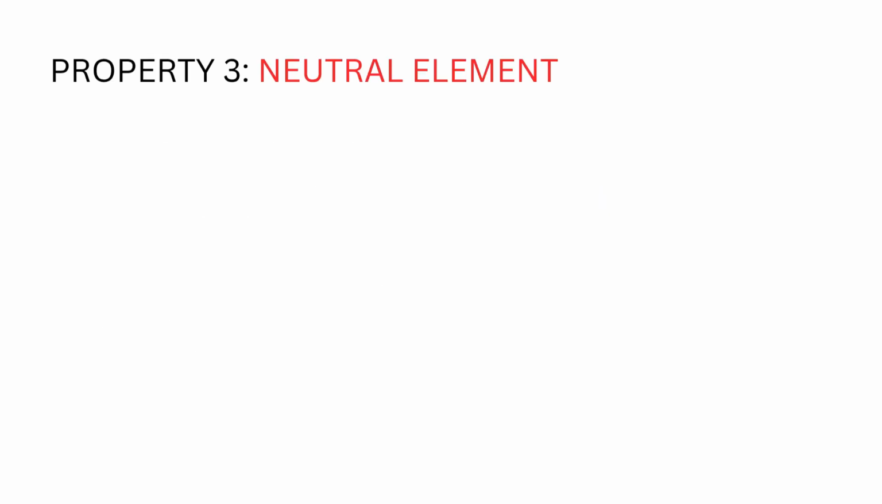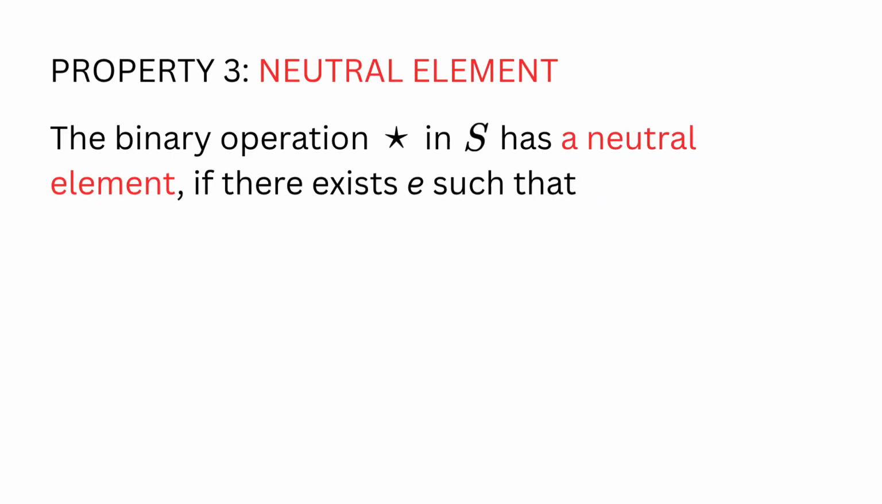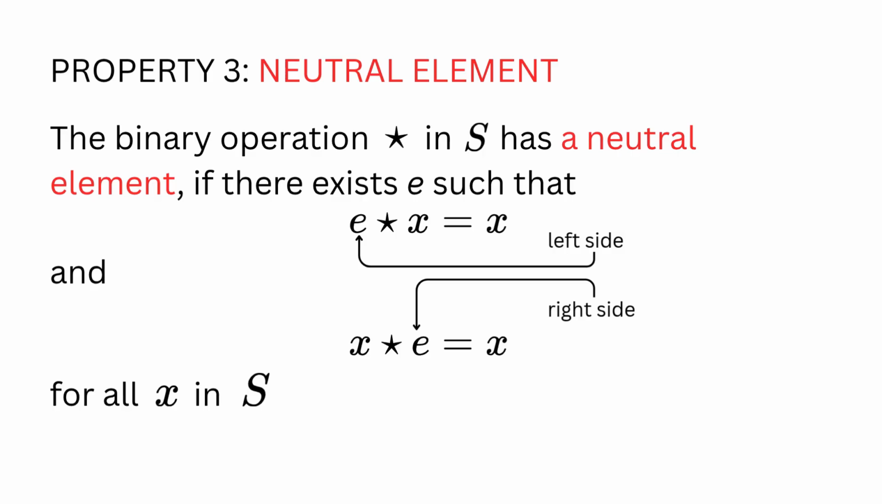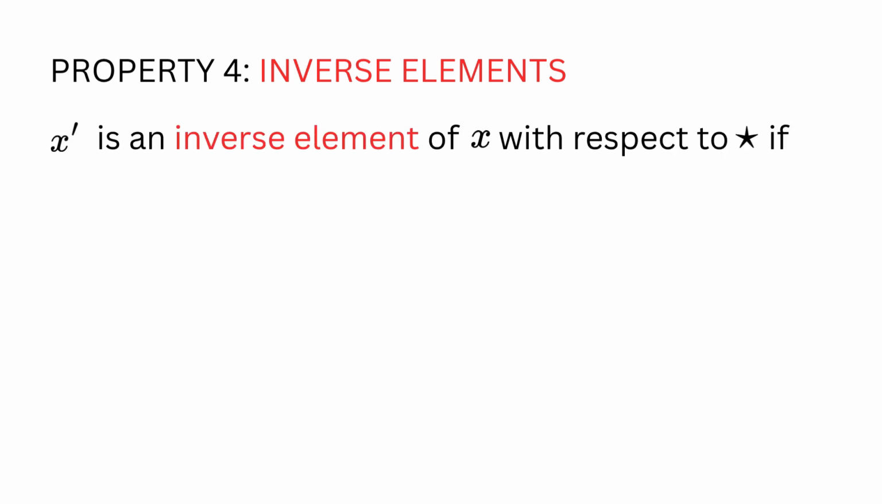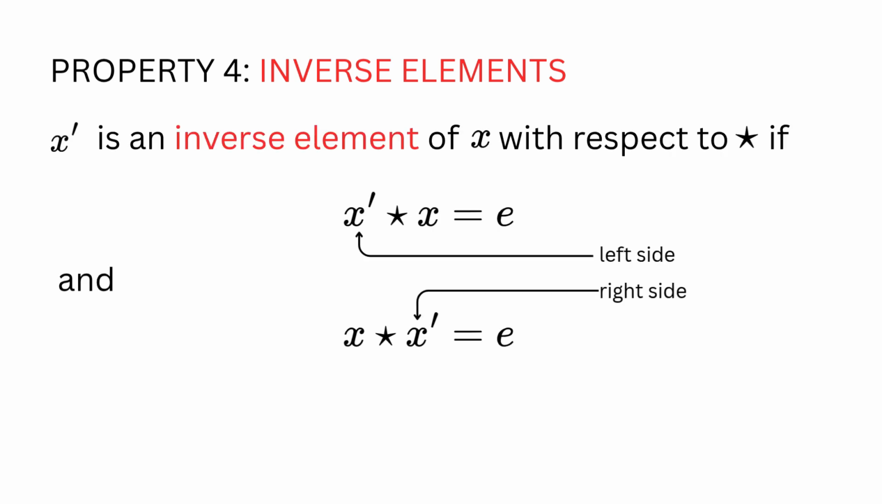We say that the binary operation in S has a neutral element if there is an element E for which its composition with any element X, from left or right, is equal to X. If the operation has a neutral element E, we say that X prime is an inverse element of X if X prime composed with X, from left or right, is equal to E.